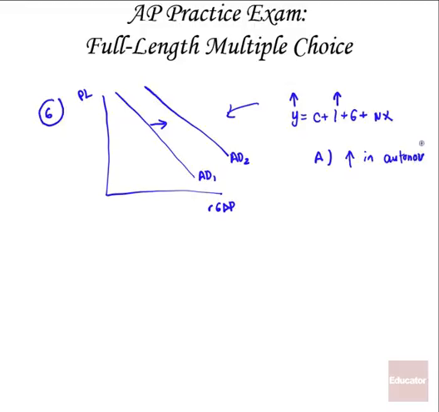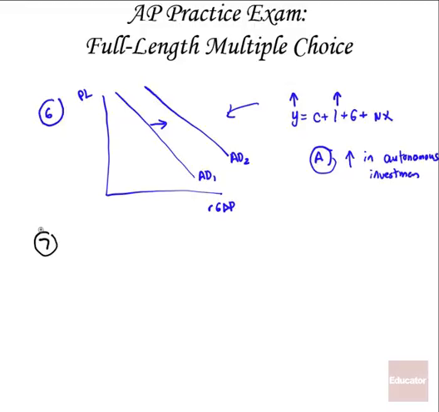I can't spell this correctly here. Autonomous investment. Okay, here. So the answer is A. So that is question number 6. Question number 7. Let's move on to question number 7.